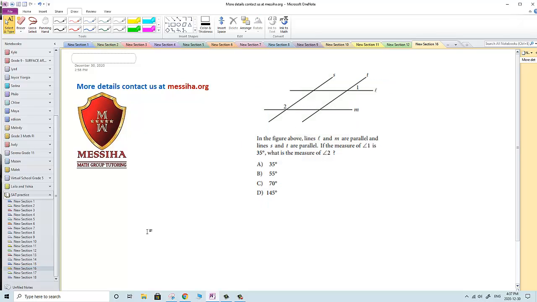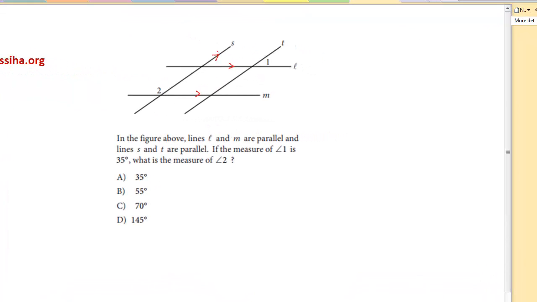Next, I have this figure, and it's saying in the figure above, lines L and M are parallel. So I see right away here L and M are parallel. That means this line is parallel to this line. And lines S and T are parallel. So again, this line S is parallel to line T. If the measure of angle L is 35, so this actually is not L, this is 1. If the measure of angle 1 is 35 degrees, what is the measure of angle 2?